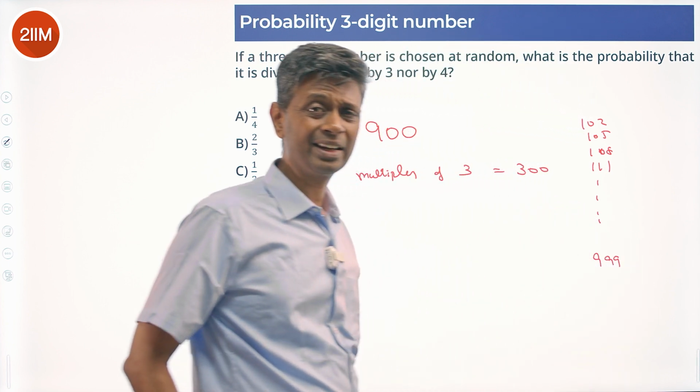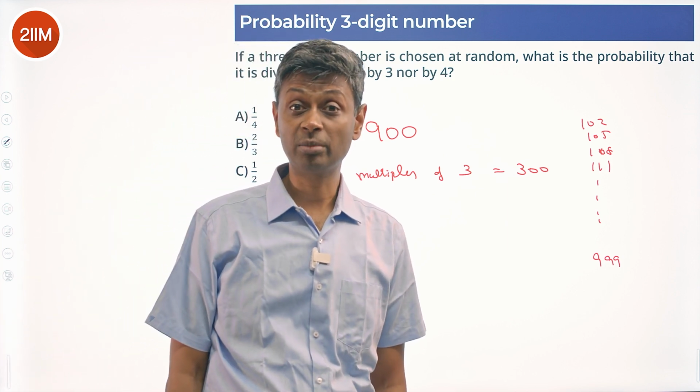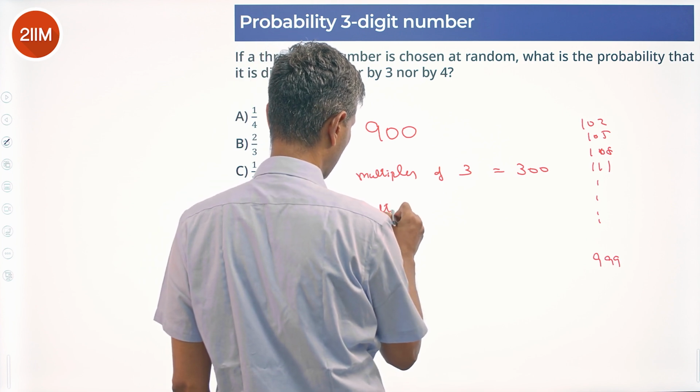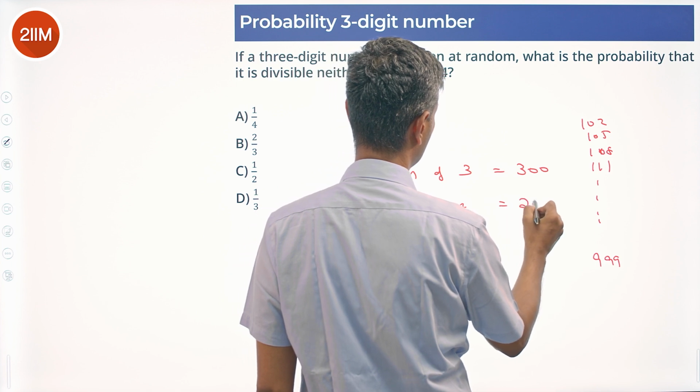But we know 900 is a multiple of 3. Any 900 consecutive integers, there will be 300 multiples of 3. How many multiples of 4 are there? 900 by 4, 225.